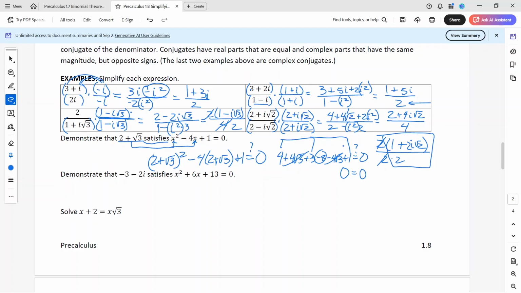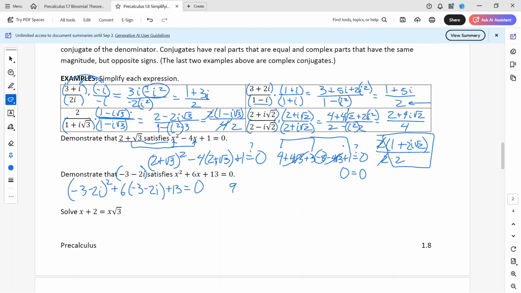So let's do the same thing here. Let's put this value here in place of x. We'll have negative 3 minus 2i squared, so there's my x squared, plus 6 times my value of x, which I hope is negative 3 minus 2i, and then plus 13, and again, I'm hoping that works out to equal 0, does it? I'm going to square the binomial by the binomial square theorem, and square the first, negative 3 times negative 3 is positive 9.